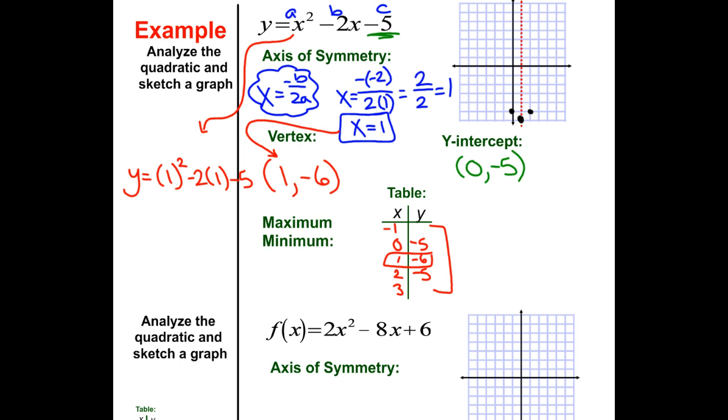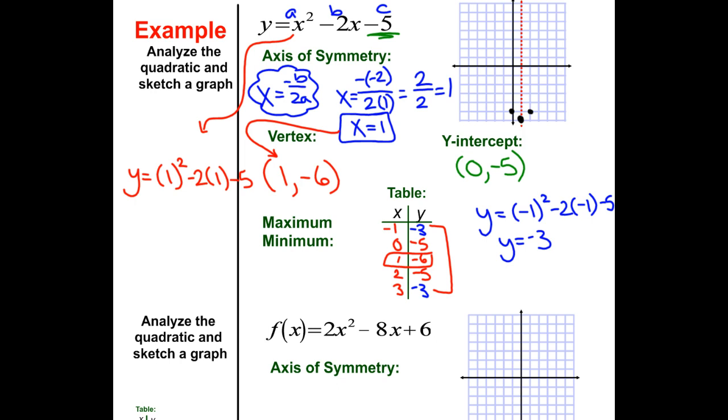The way I figure out what negative 1 is, I'm going to plug it into my equation. So y equals negative 1 squared minus 2 times negative 1 minus 5. So really I'm going to get 1 minus negative 2, so really plus 2, so it's 3, minus 5. Y is going to equal negative 3. So my two more points are negative 1, negative 3.